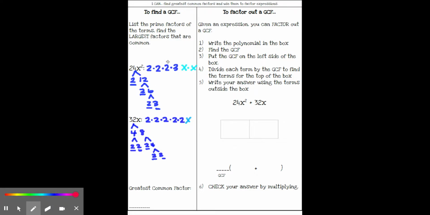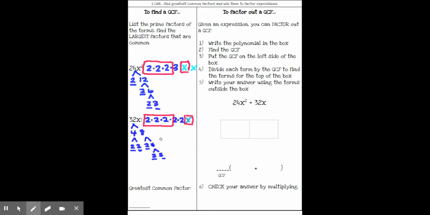So you'll see that 24 has 3 2's, and 32 also has 3 2's. So I'm going to box the things that they have that are the same. 24x squared has an x, and 32x has an x. So these things in the pink boxes are what the two terms have in common, their greatest common factor, which is 2 times 2 times 2 times x. Except we don't want to write 2 times 2 times 2. We want just one number. 2 times 2 times 2 is 8x. So their greatest common factor is 8x.